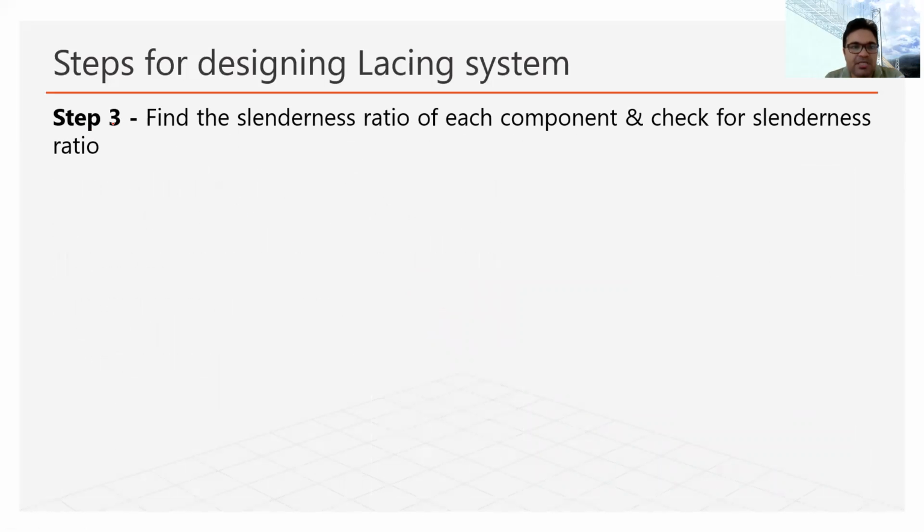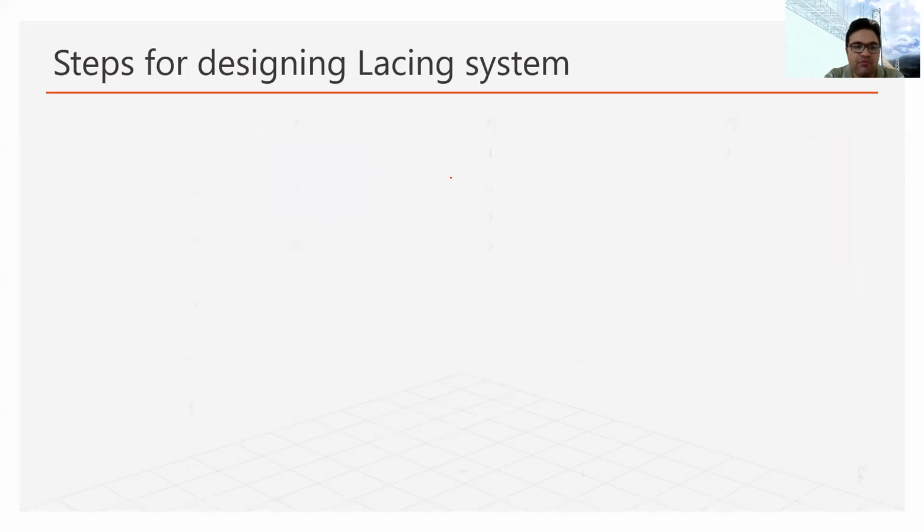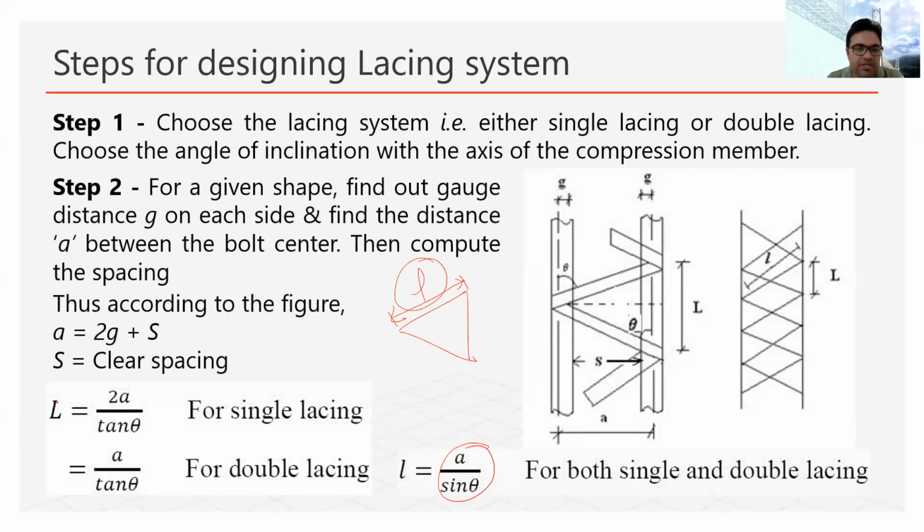Now in step 3, we will find out the slenderness ratio of the lacing bar, and then we will check the slenderness ratio limit, which should not exceed 145. So in the second step, what we have done is we have calculated the L value.